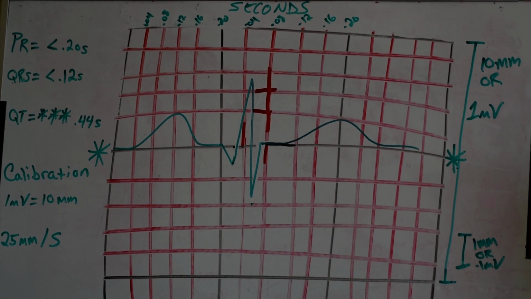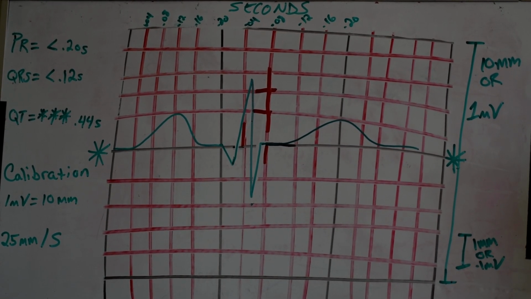Again, this is not drawn to scale, so when it's on paper, imagine everything is shrunk down. So if we start here and we count the number of little boxes, 1, 2, 3, 4, so 0.16 seconds. That's a normal PR interval. In electrophysiology terms, what that's telling us is that it's taking the electrical current the normal amount of time to travel through the atria and the atrioventricular space before it reaches the ventricles, which is the QRS complex.